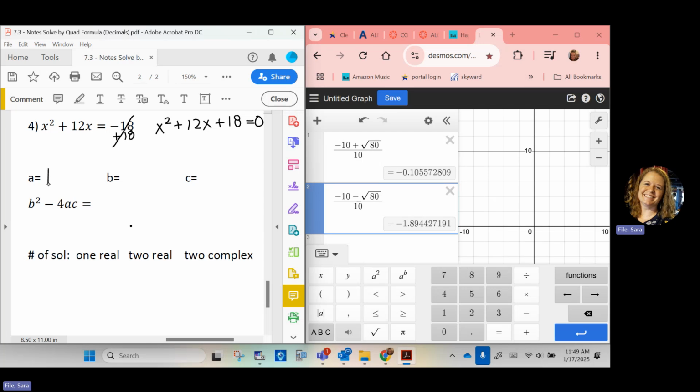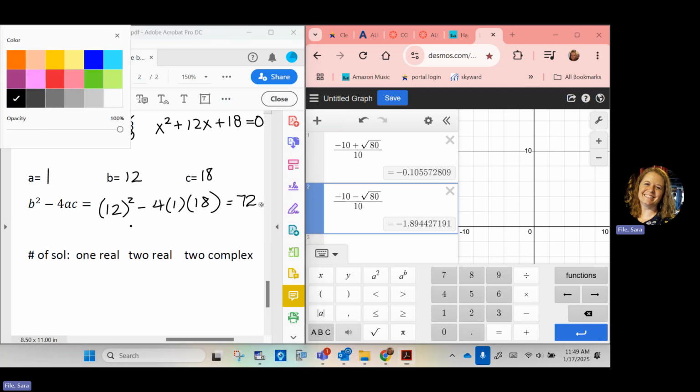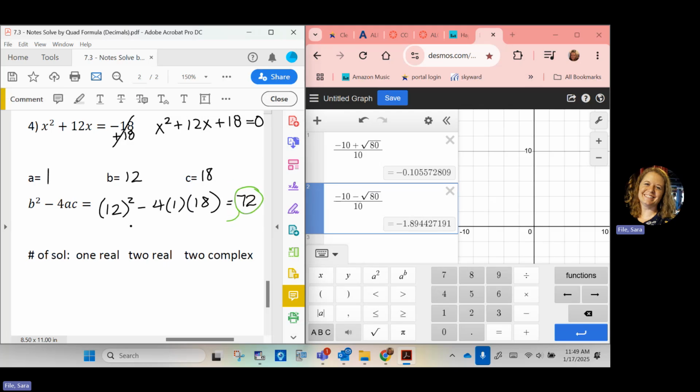So my A is an understood 1, my B is a 12, and my C is 18. So this is 12 squared minus 4AC. Okay, and the 12 squared is 144. And the 4 times 18 is 72. So 144 minus 72 is 72. So we end up with a positive 72 here. So again, I know that means a positive discriminant, there will be two real solutions.